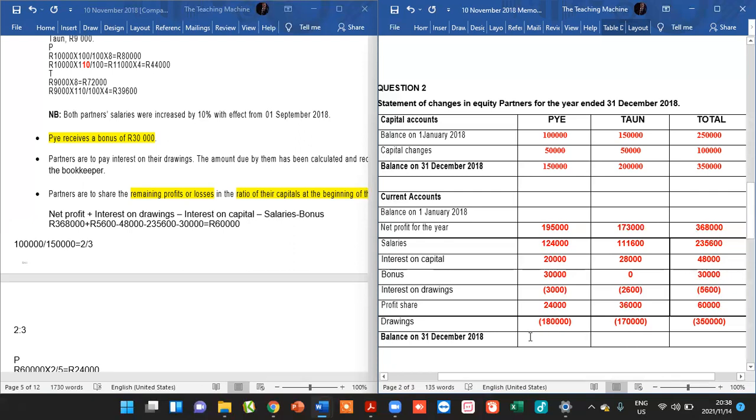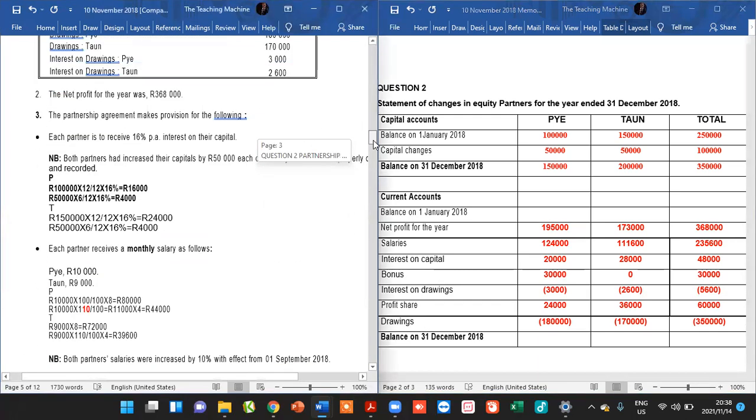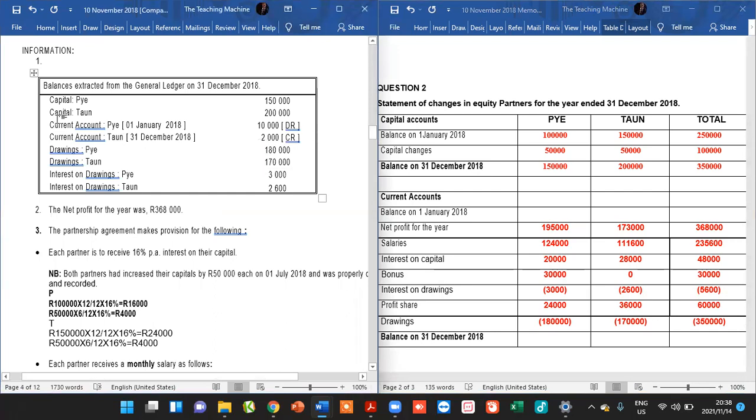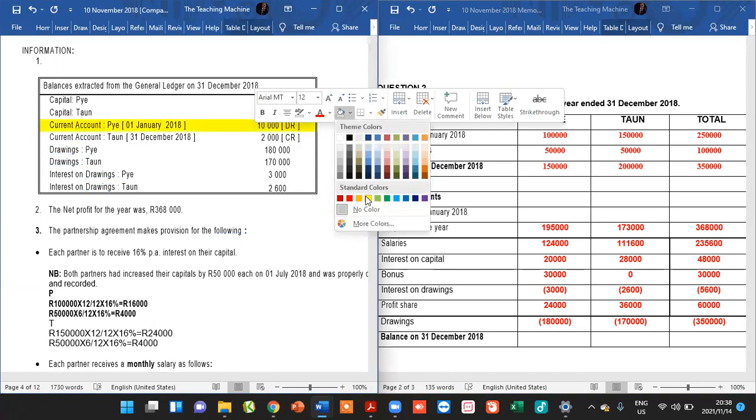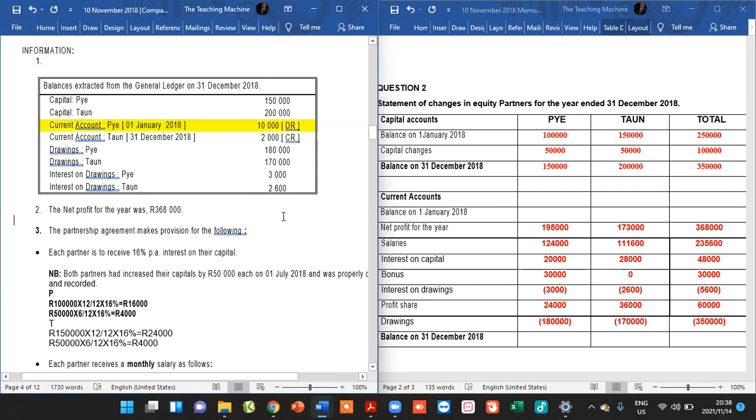All right. Then the last one. How do you work out the balance at the end? The balance at the beginning plus the net profit minus the drawings. Okay, for example, I'm going to do this one for you. The balance at the beginning for P is given as 10,000 and it's marked as DR. What is the meaning of DR? It means that it's debited.